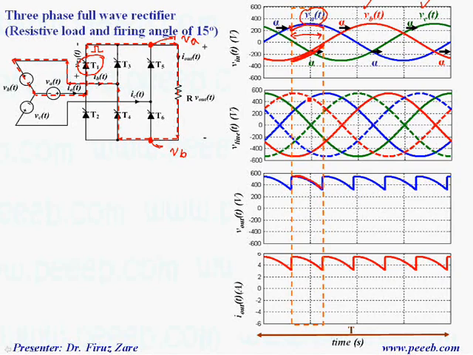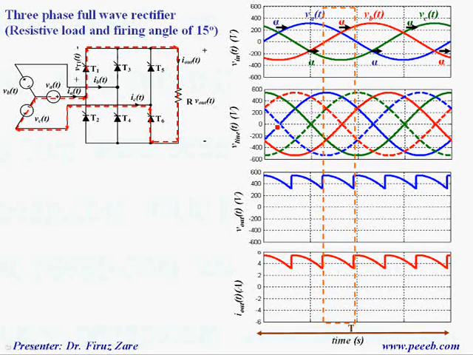So if we look at this voltage, this is VAB. We have this portion of VAB across the load, and the reason is that this terminal is connected to phase A and this terminal is connected to phase B.